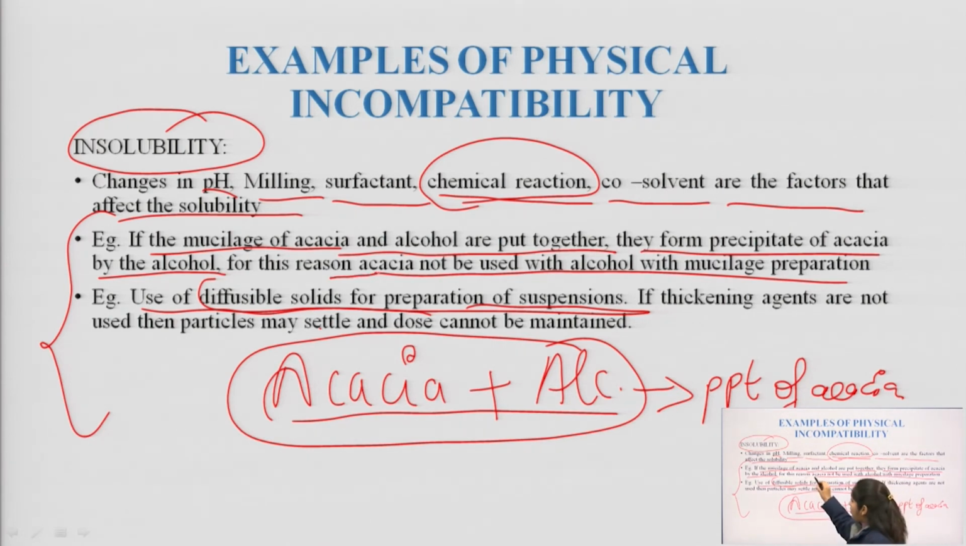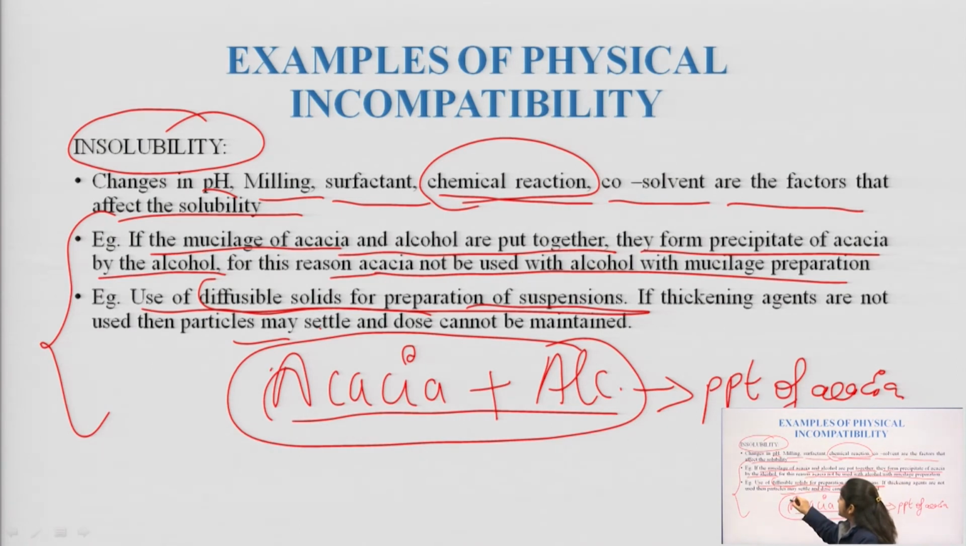Here we saw that whenever acacia is mixed with alcohol to form a proper mucilage, the mucilage formation is hindered or does not take place because there is formation of a precipitate of acacia by the alcohol. Another example mentions that if we are using diffusible solids for the preparation of suspension, we get an improper suspension because the thickening agent, the suspending agent that we are using, is not of proper grade. Then particular issues arise.